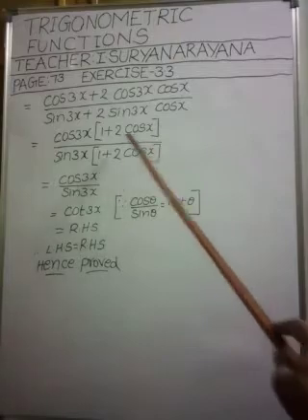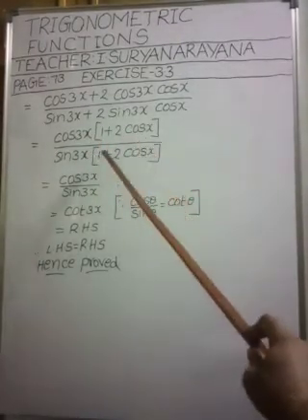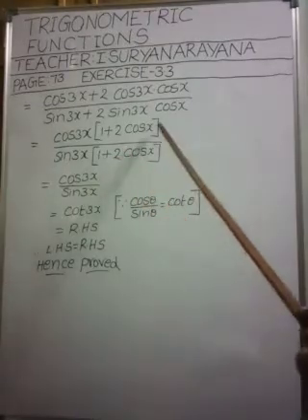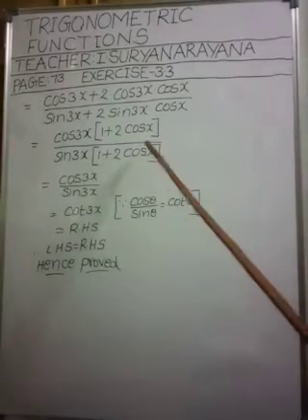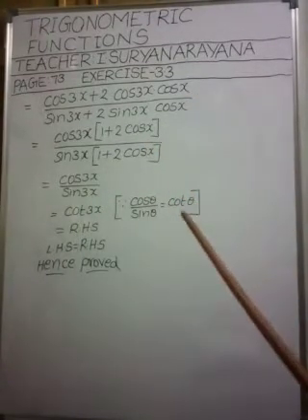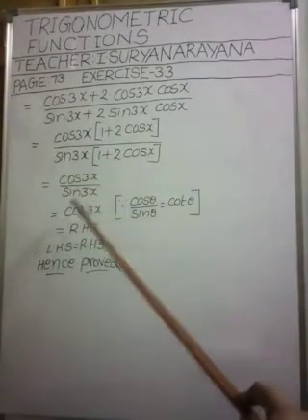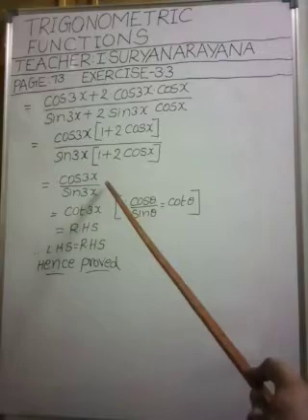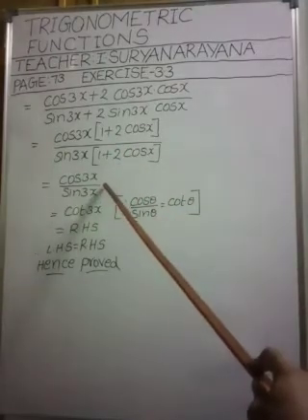See here, 1 plus 2 cos x, here also 1 plus 2 cos x. These two factors can be struck out. We can cancel the two factors in the numerator and the denominator. Then finally, what will you get here? Cos 3x by sin 3x. Understood this step, my dear children? After cancellation, we get this step.